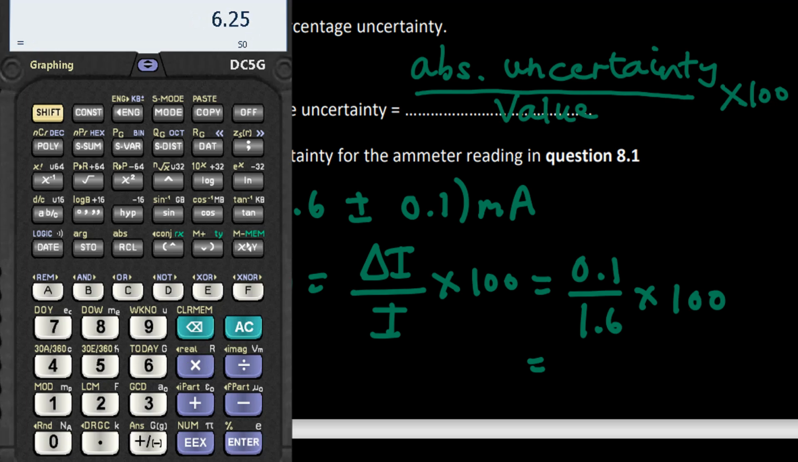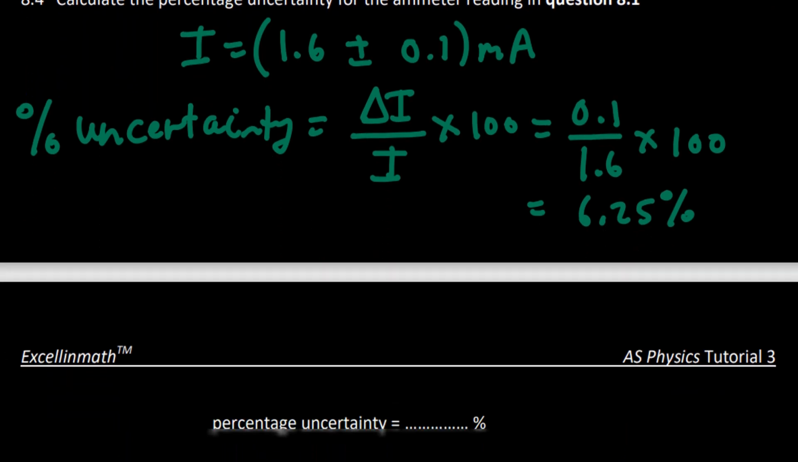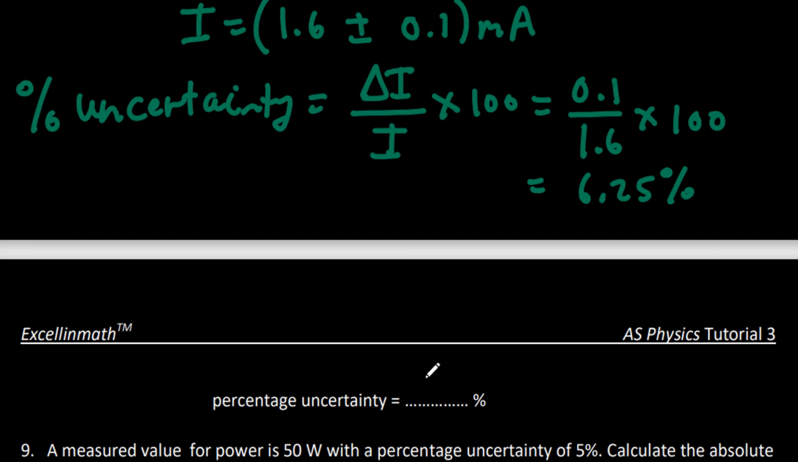And it comes to 6.25%. Now, what's important to note here is that the absolute uncertainty that we used in this calculation is given with one significant figure. And that means that we must also give the percentage uncertainty with one significant figure. So we're going to write it as 6%.